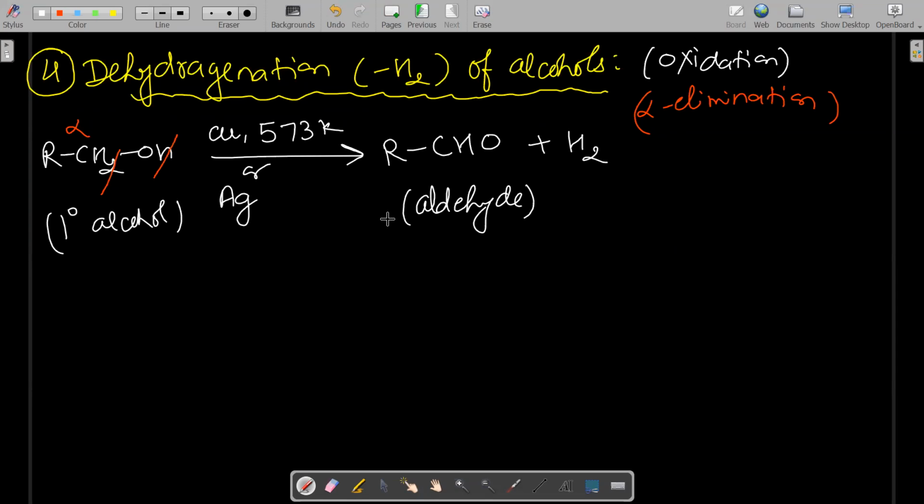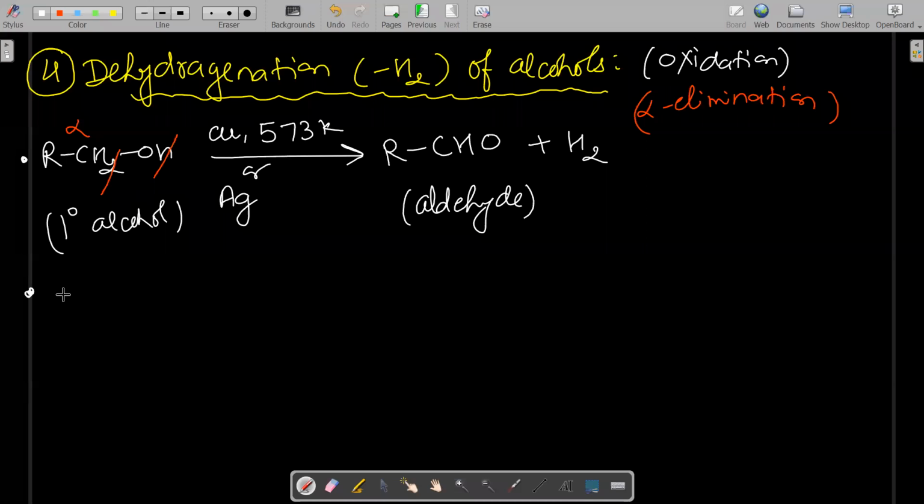In that case, I wrote water because PCC or K2Cr2O7 are oxidizing agents, meaning they give their nascent oxygen, and that nascent oxygen combines with H2 to form water. But here, they are not producing any nascent oxygen. They are just taking hydrogen from the compound. Okay. So there is only dehydrogenation, a loss of a hydrogen molecule. Okay. So this is the one difference between them. Okay. So this is for primary alcohol.